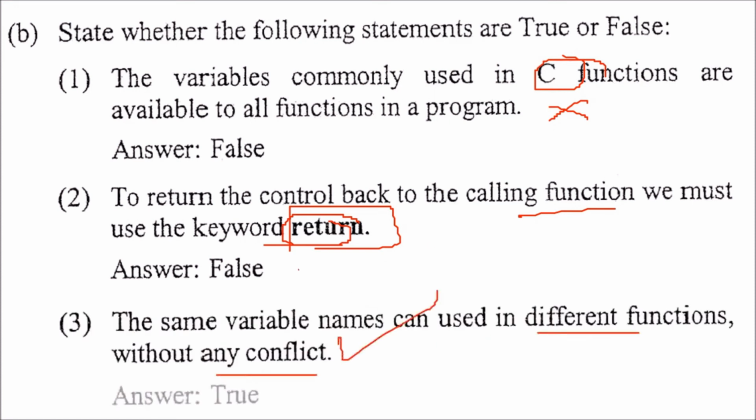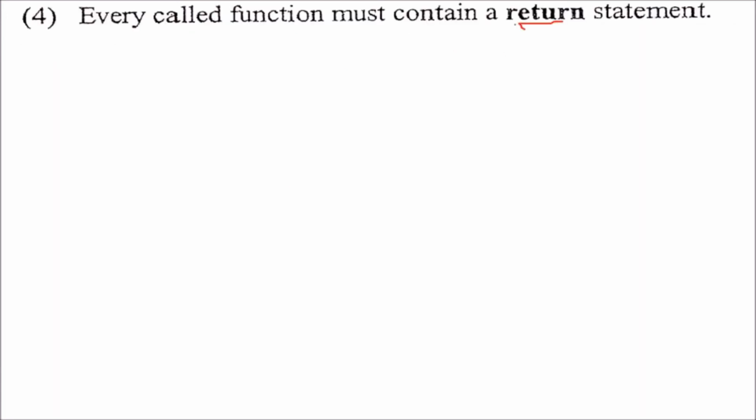This is absolutely correct, because when you are having different functions, that means the scope is different. When the scope is different, the variables, even if you name them similar, don't have any conflict between them. Every called function must contain a return statement. No, if you want a function just to print some value, why would you need some return?